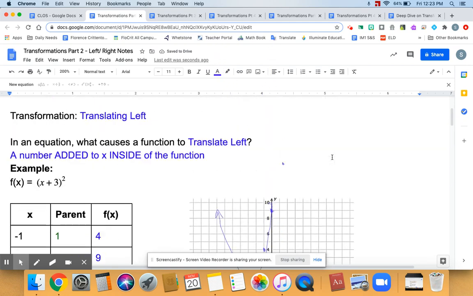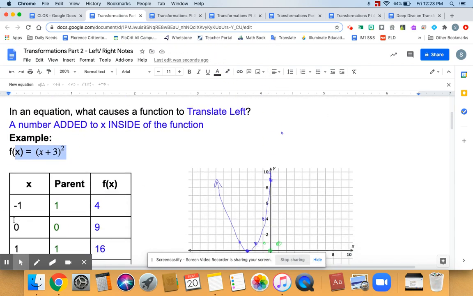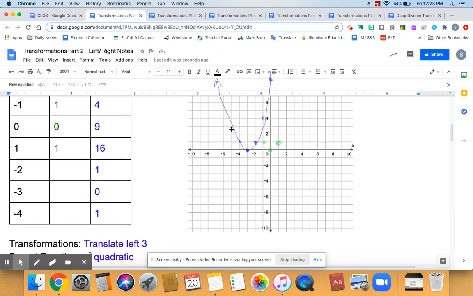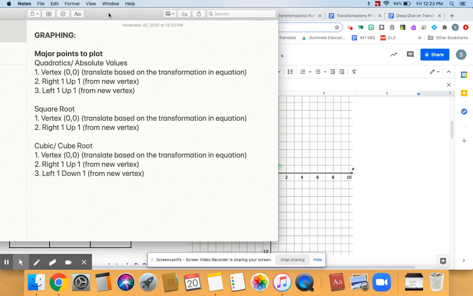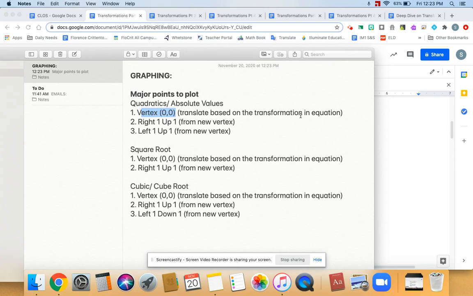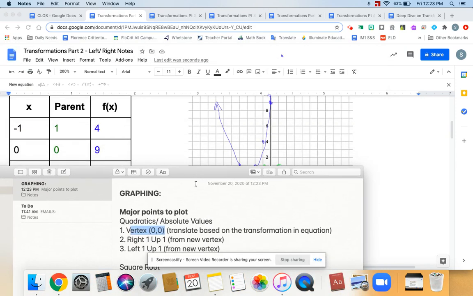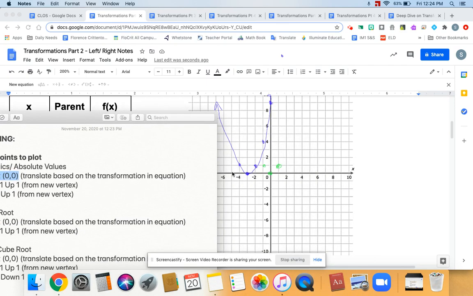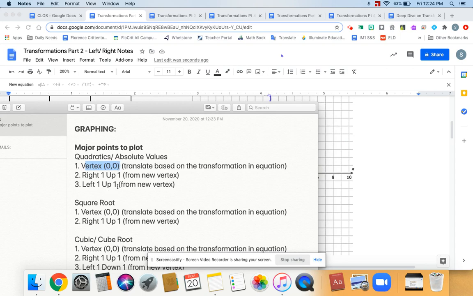So then, just by knowing this from the equation, I could have quickly graphed it by skipping the table and just taking my vertex, left 3, put a new vertex, and then remember with quadratics, if you remember when we graphed, these were our major points to plot for each one. So for the quadratic, it's the vertex at 0, 0, but we translated it based on the transformations. So we went left 3. Then next, it's right 1, up 1 from that new vertex. Right 1, up 1 was that point, and then the left 1, up 1 was that point, and then you make your right shape. And that's the quick way to graph.